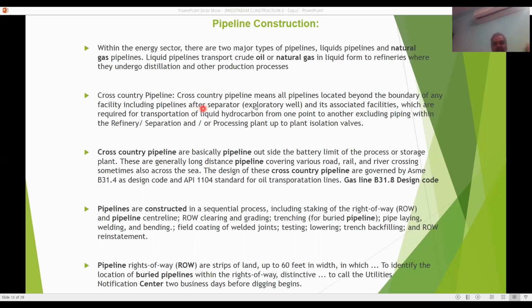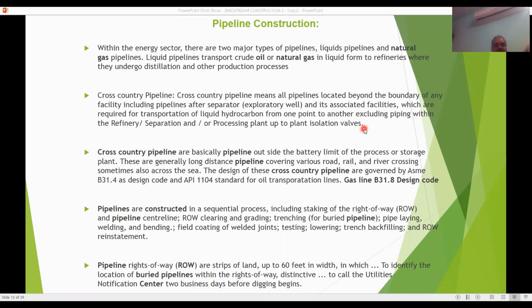Cross-country pipeline means all pipelines located beyond the boundary of any facility, including pipelines after the separator, exploratory well and its associated facilities, which are required to transport liquid hydrocarbon from one point to another, excluding piping within the refinery, separation and processing plant up to the isolation walls.